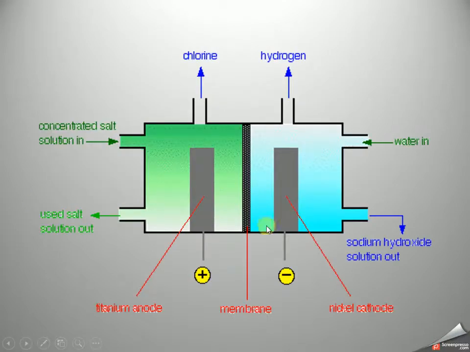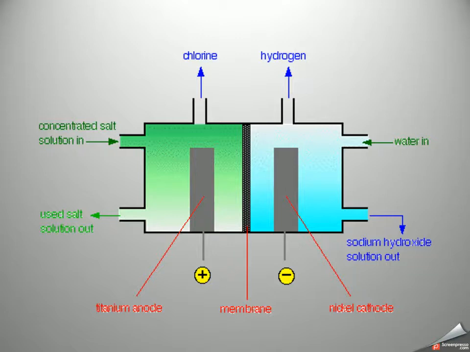So the concentrated salt solution goes in. This is the anode over here, and this is the cathode. The anode is obviously positive, and the cathode is negative. At the anode, chlorine gas is given out. At the cathode, hydrogen gas is given out. Remember that hydrogen is used in the Haber process, so they probably sell the hydrogen to the Haber process people. What is also made is sodium hydroxide, and as you know, that is an alkali, and they can also sell that to people, so they can make lots of different things.